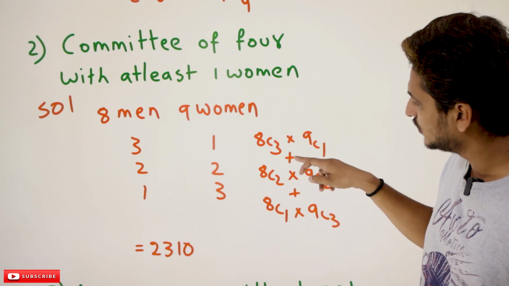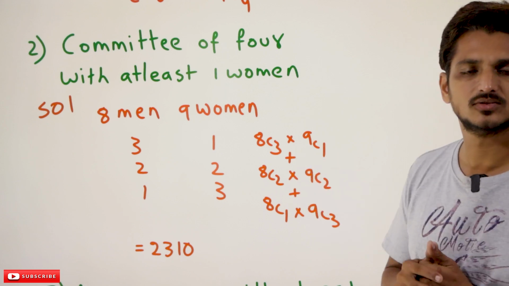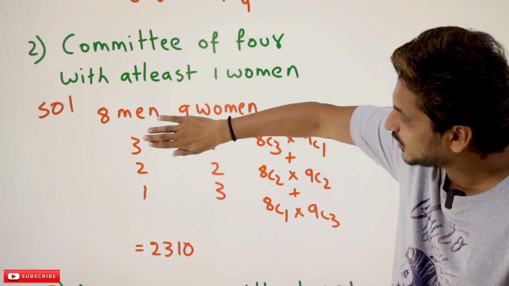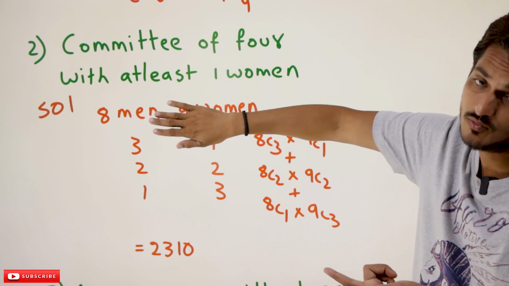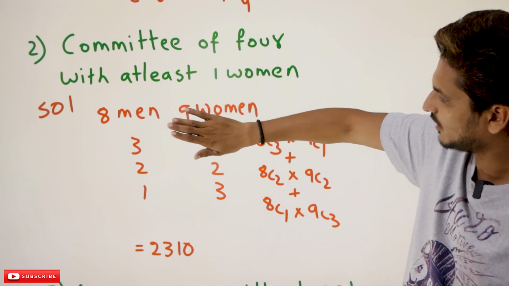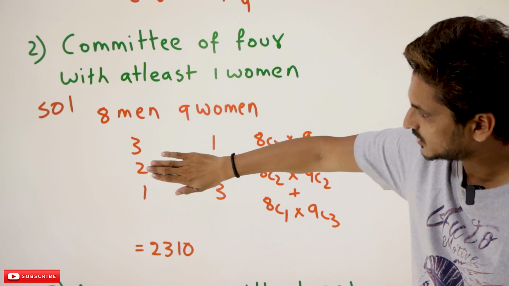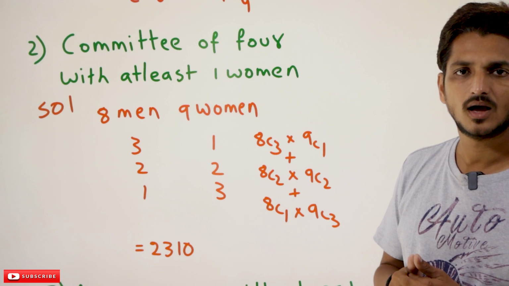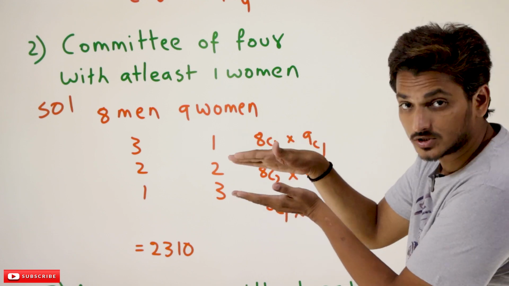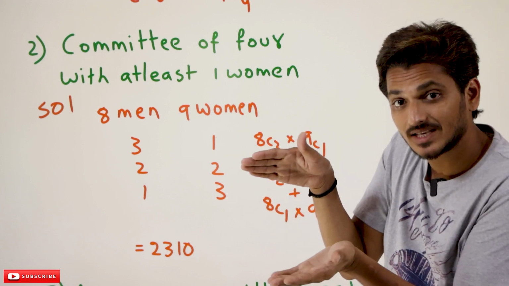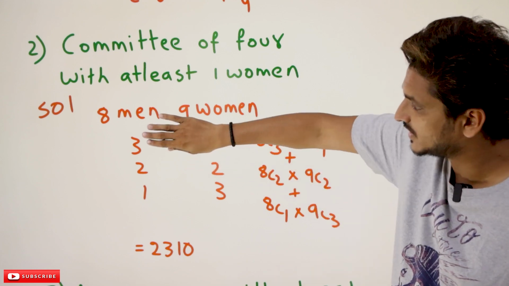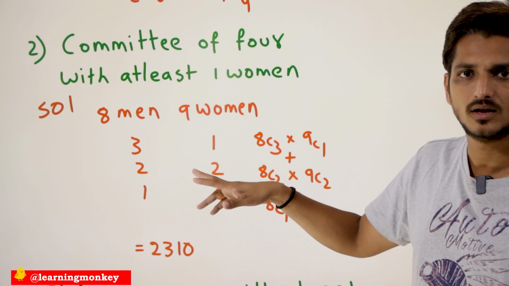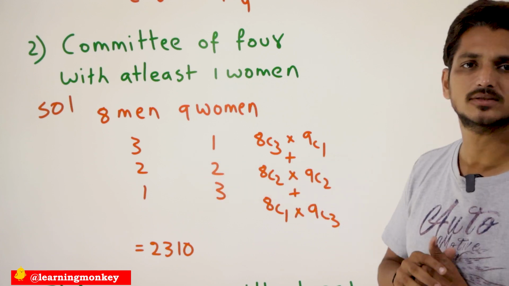We are going to give a plus in between these. Why are we going to put a plus in between? Because this is one possible selection, 3 men and 1 woman. This is another possibility, 2 men and 2 women, and this is another, 1 man and 3 women. These possibilities cannot happen at the same time. Either this possibility happens or that possibility happens. That's why we go with the plus.